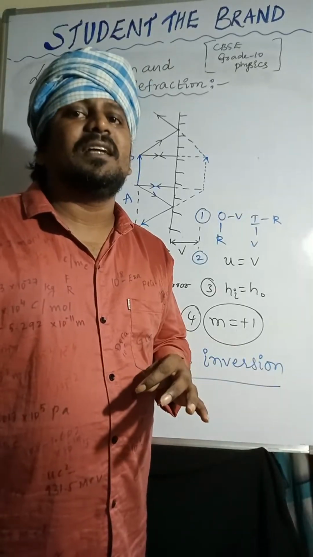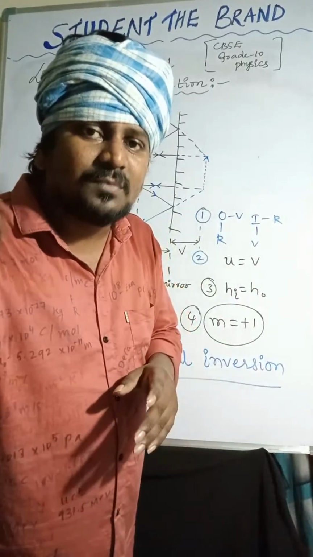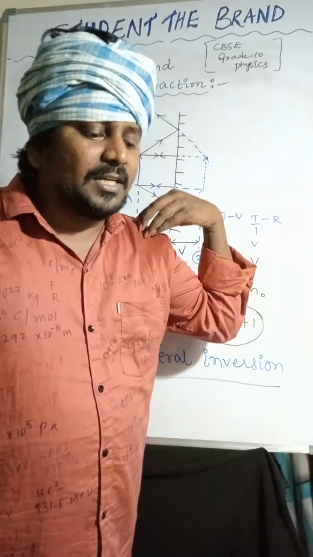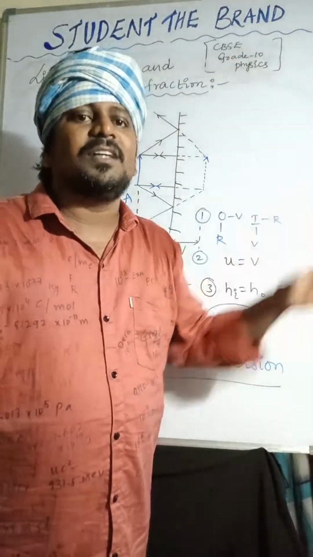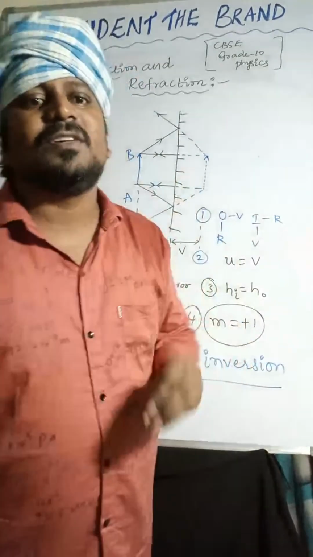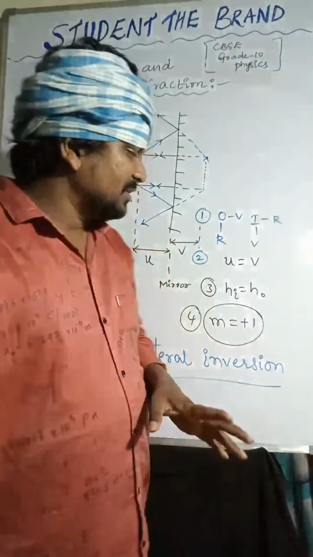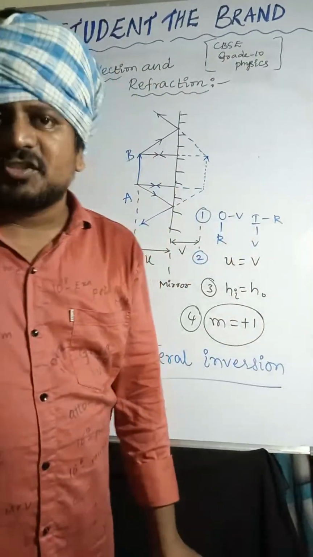Lateral inversion is nothing but the phenomenon of converting the right side of the object appears to be the left side of the image. The left side of the object appears to be the right side of the image. This mirror image is called lateral inversion. I hope it is very clear to you all. Next one, moving on to the next topic.